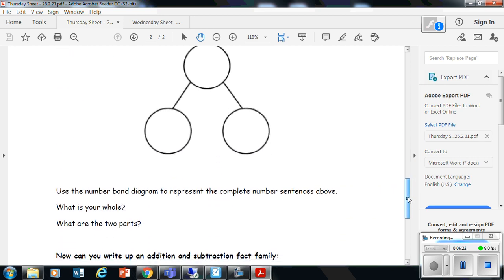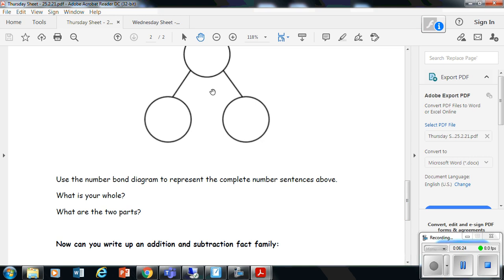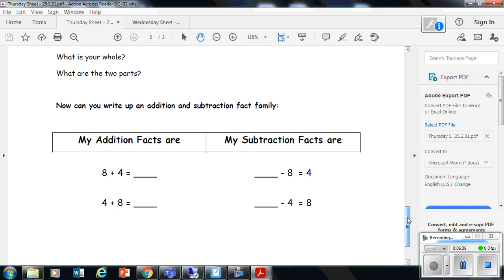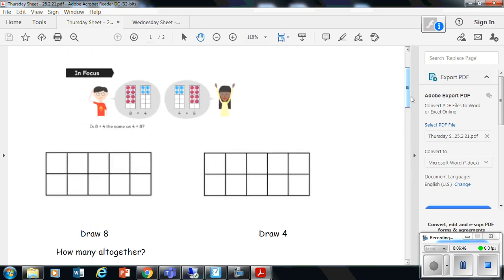So you've got your number bond diagram. Use the number bond diagram for the same number sentence at the top. Tell me which one is your whole and which are your two parts. Okay, now you're going to write your fact family. Okay, so addition facts, we've just looked at it, and you're writing up your subtraction facts for me as well. So that is your journaling sheet.